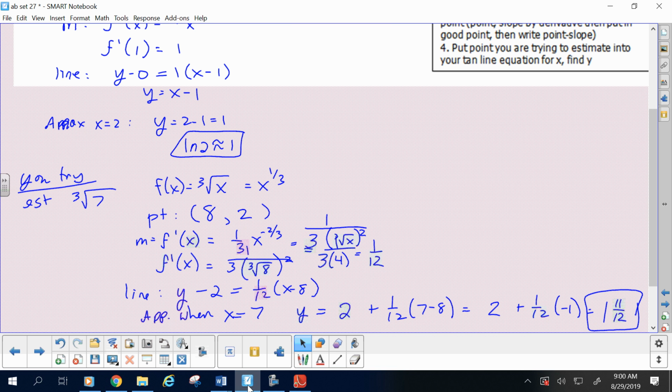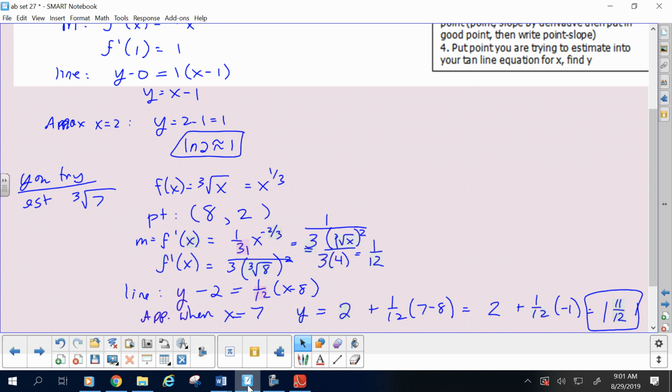Your estimate is? 1 and 11/12. Did you get it? Okay. If the answer is no, then let's take a look. First of all, I'm trying to do this blind, so do you agree that the point we're going to use is 8, which cube rooted is 2?